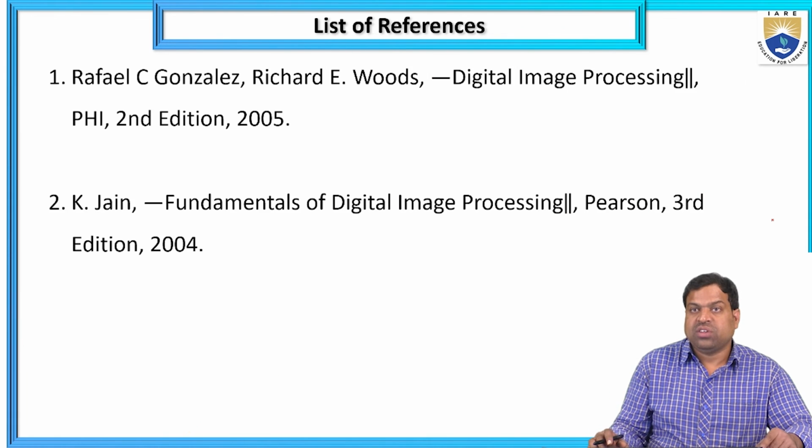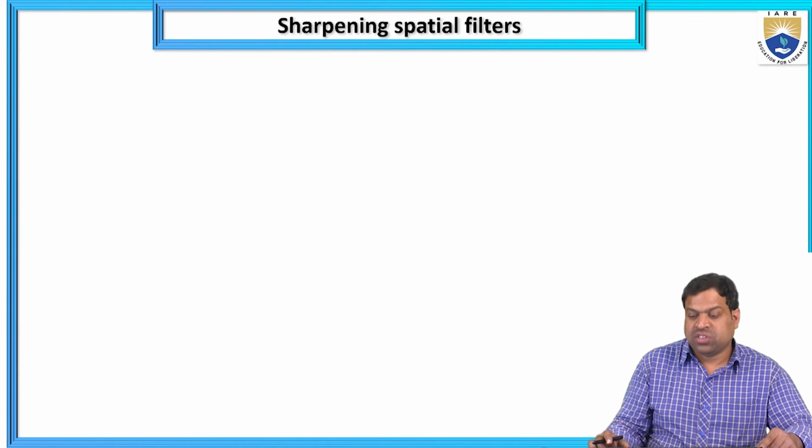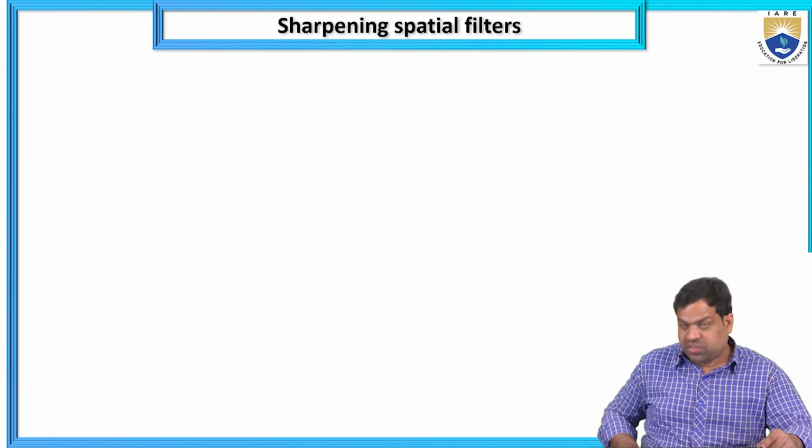So these are the list of references. These are the sharpening spatial filters and their types, which we already discussed.